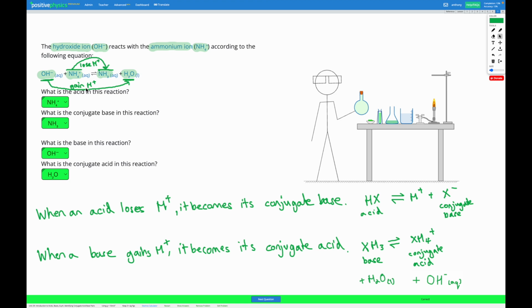So in this skill, all you need to do for each question is identify what's your acid and your base on the left-hand side of your reaction by determining whether they're losing or gaining H+. If you gain H+, that makes you a base. If you lose H+, that makes you an acid. The partner in the products that acid or base becomes, those are our conjugate bases and conjugate acids.